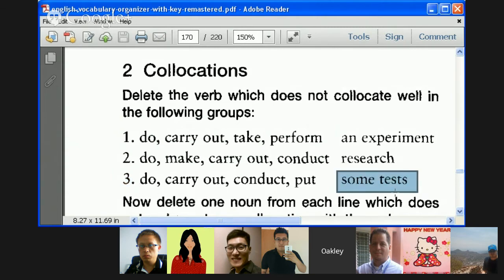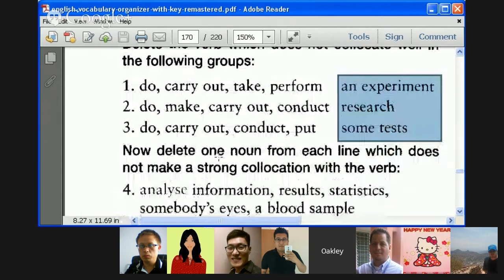I think it'll be put. Put some tests. Yeah, that makes no sense at all. Right. You do tests. Okay. All right. You do some tests. Carry out a test. Conduct a test. Okay. So basically, it's the same words collocating with all of these phrases.